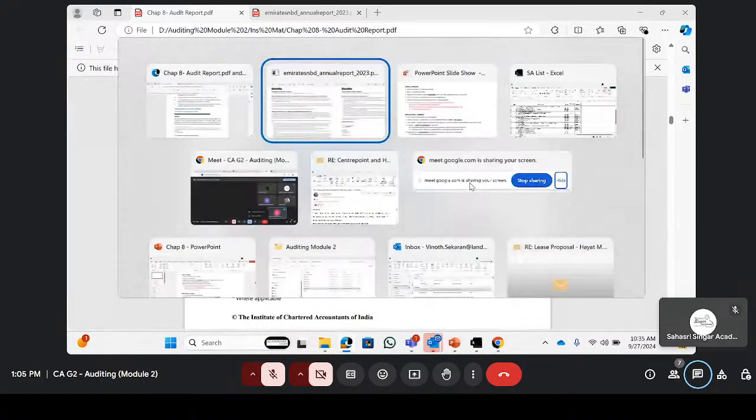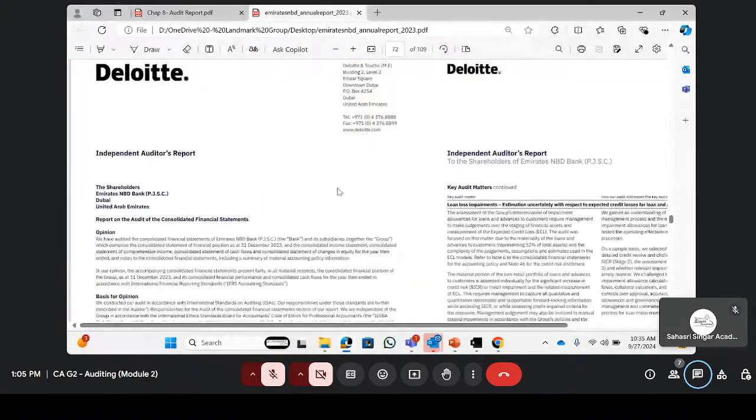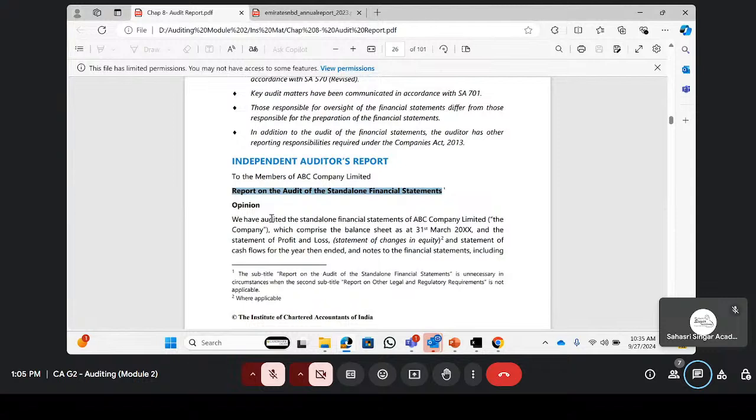If you see the Deloitte report, they have mentioned it very clearly. See, a report on the audit of the consolidated financial statements, consolidated. Okay, this is standalone because it's a single entity. There is no consolidation as per AS 21 and all. So you have to be very cautious about what heading is given.